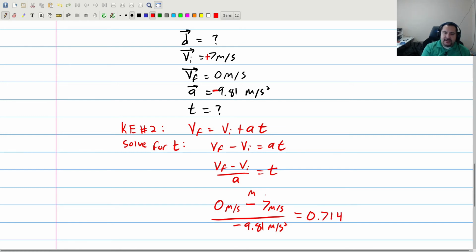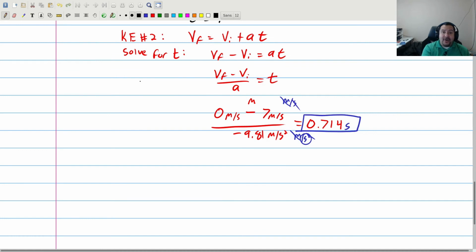And what are my units? Well, I have meters per second minus meters per second on top, which means it's just meters per second on top. I have meters per second squared on bottom, so meters and meters cancel. Seconds cancels one of those. I have seconds on the bottom of the bottom, which comes up to the top as seconds. So 0.714 seconds is going to be my unit for that. So it takes almost 3/4 of a second to come to a stop up at the top.